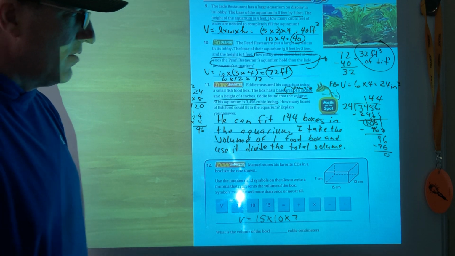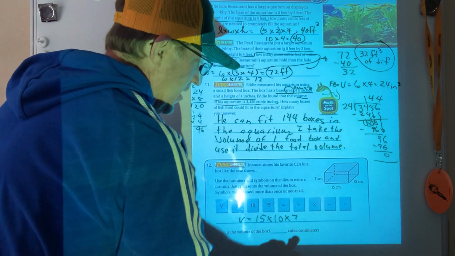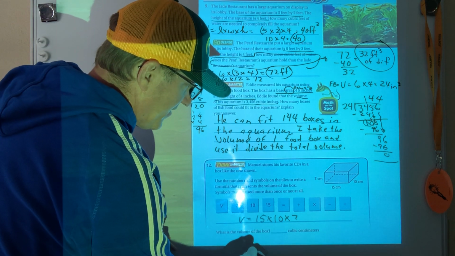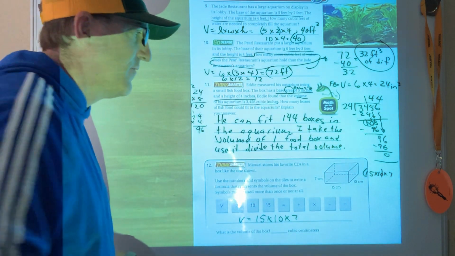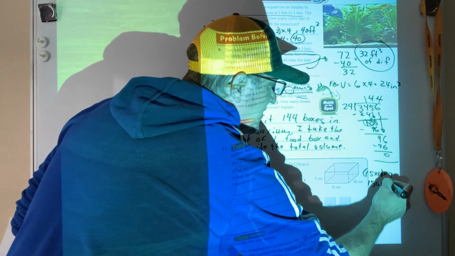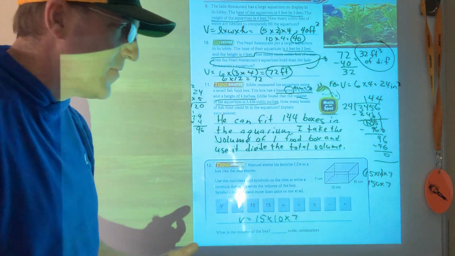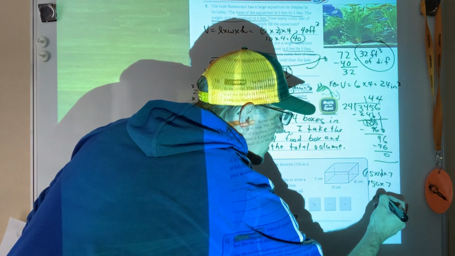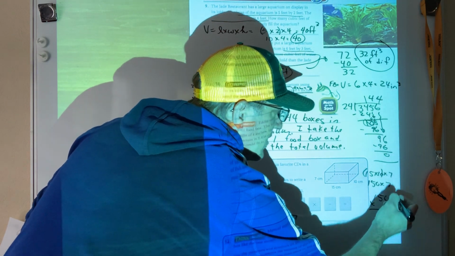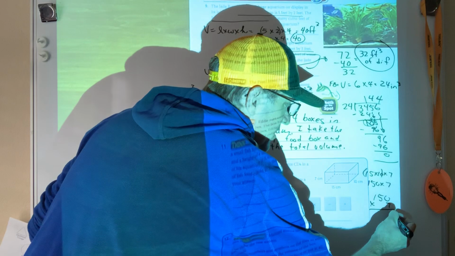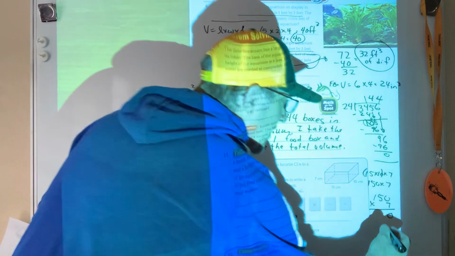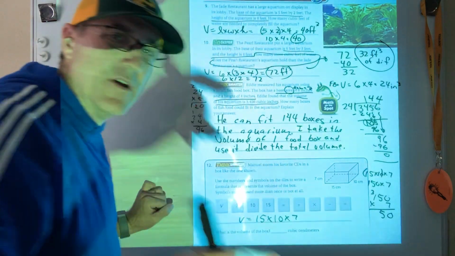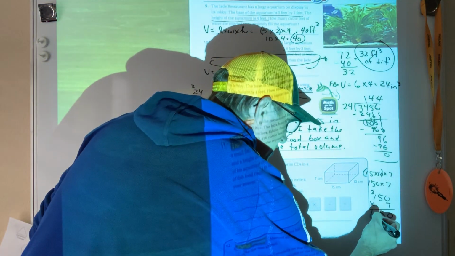So then we've got to multiply all these numbers out. So I'm going to go 15 times 10 times 7. I'll put it over here. What's 10 times 15? 150 times 7, right? I can multiply 7 times 15 and add a 0 later, but I'm just going to go ahead and do it this way. 150 times 7. 7 times 0 is 0. 7 times 5 is 35. 7 times 1 is 7 plus 3 is 10. I get 1,050.